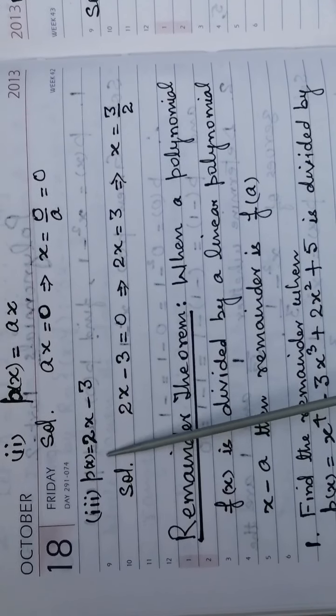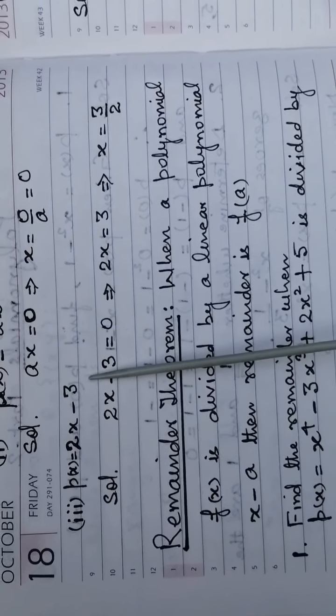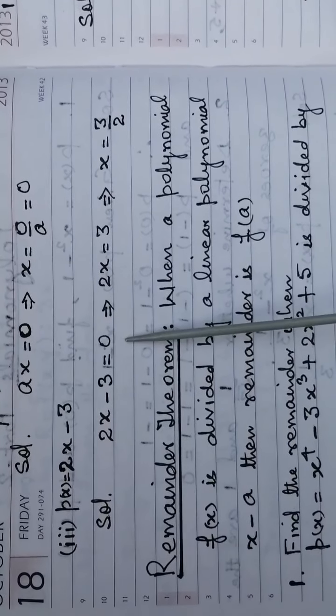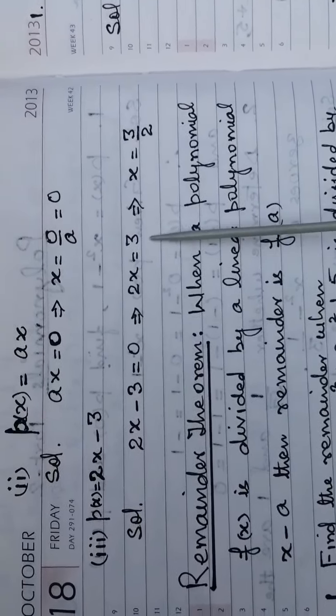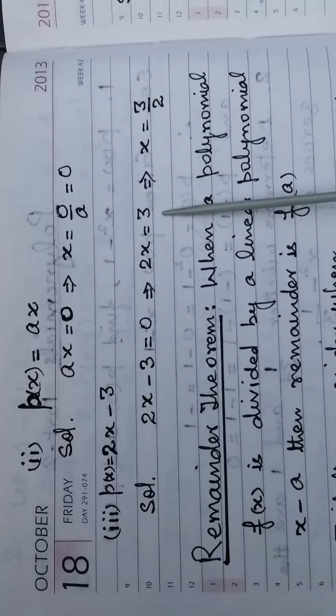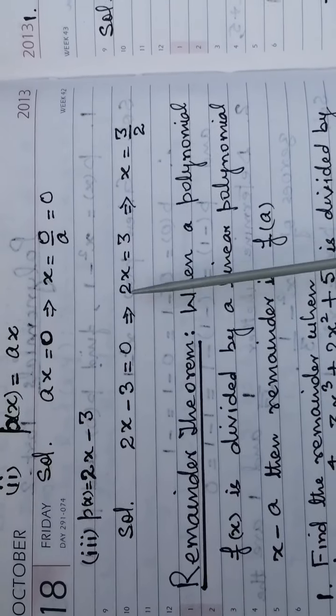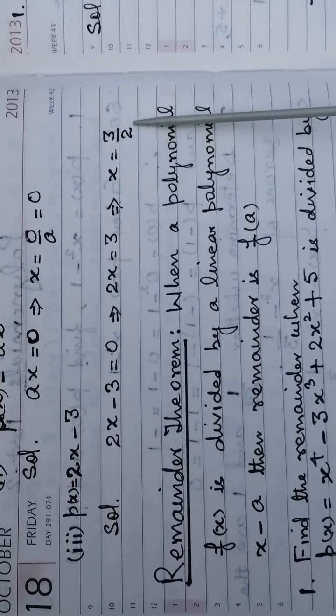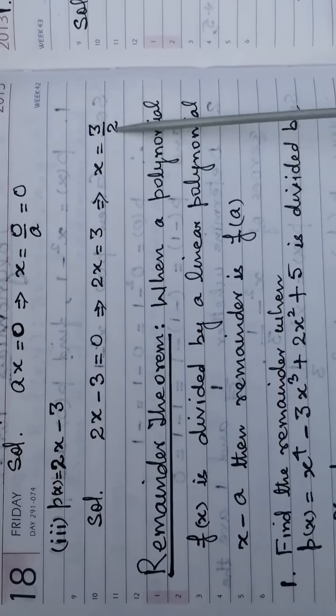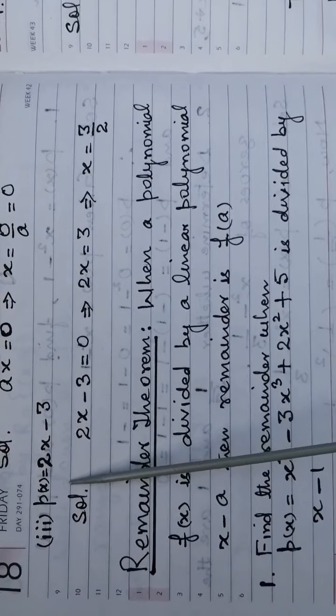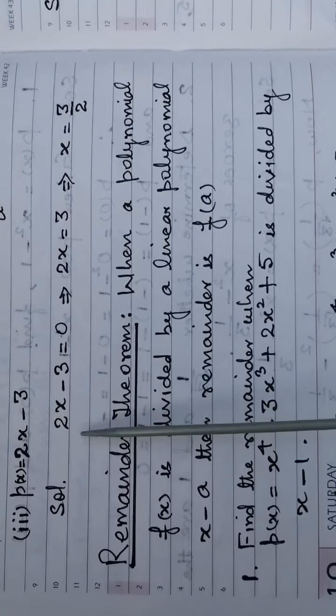Third part is p of x is equal to 2x minus 3. So put 2x minus 3 equal to 0. Transpose this 3 to that side. So I get 2x equal to 3. Right, now transpose this 2 to that side. So x is equal to 3 over 2. So 3 over 2 is the 0 of this polynomial p of x is equal to 2x minus 3.